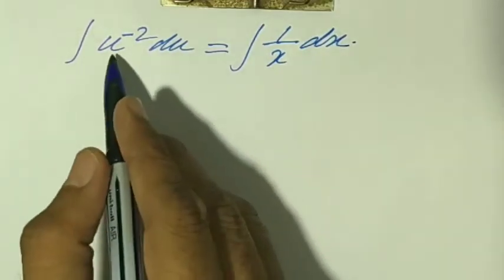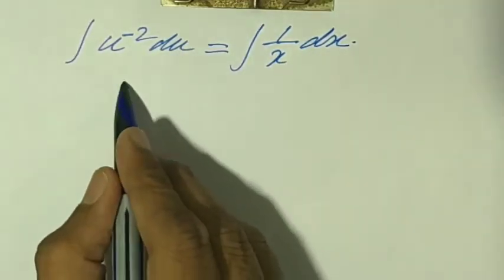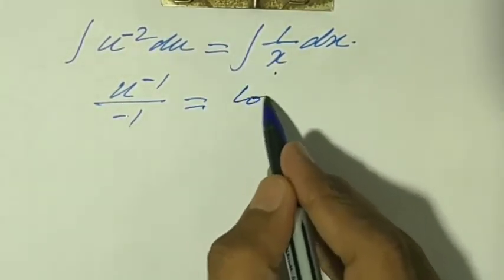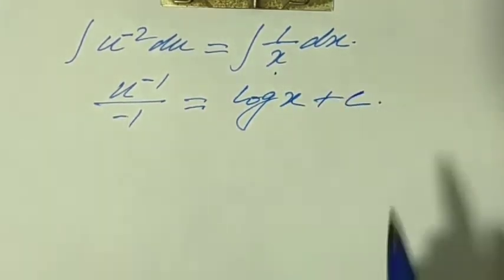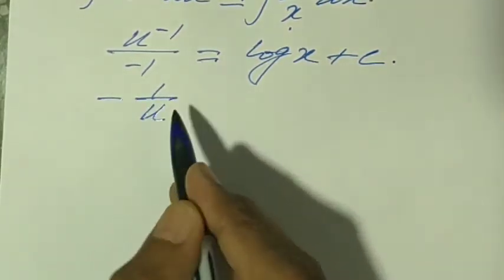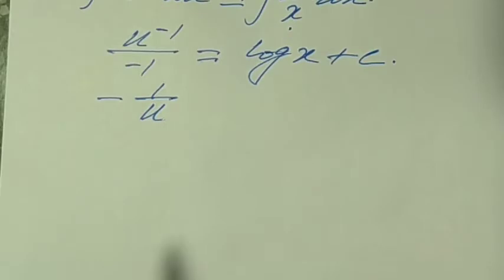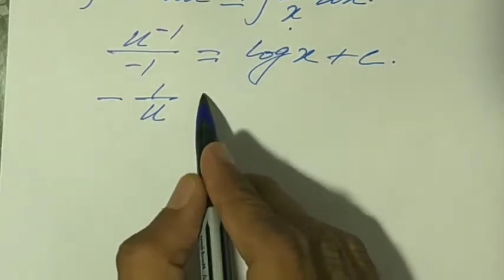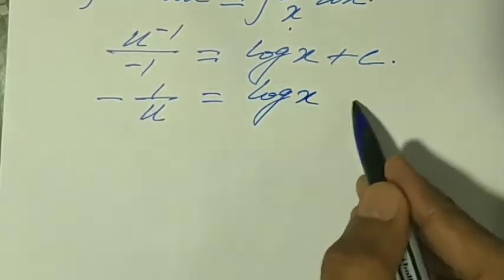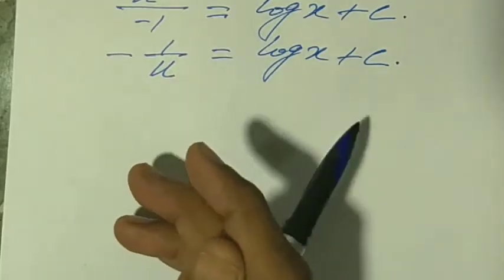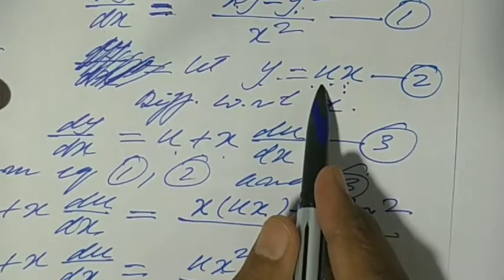So now integral of u raised to the power minus 2 is u raised to the power minus 1 upon minus 1, which is equal to the integral of 1 upon x, which is log x plus c. Now you may write it as minus 1 upon u, because u raised to the power minus 1 may be written as 1 upon u, and this minus 1 may be written as a coefficient minus. So minus 1 upon u is equal to log x plus c. You may also write it as log c or simply c. Now no further simplification is left.